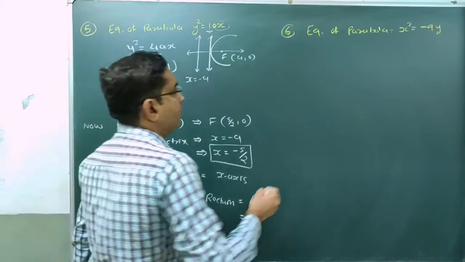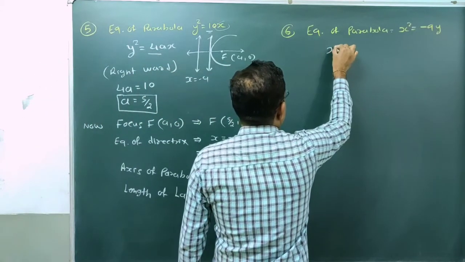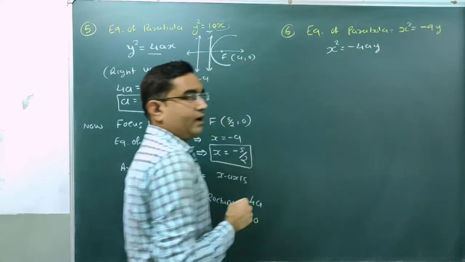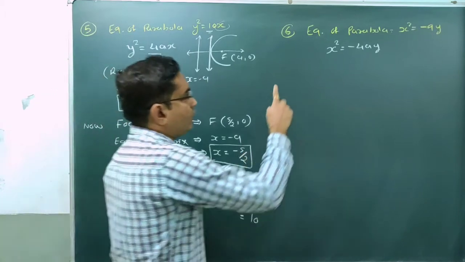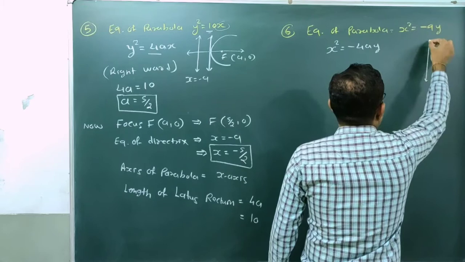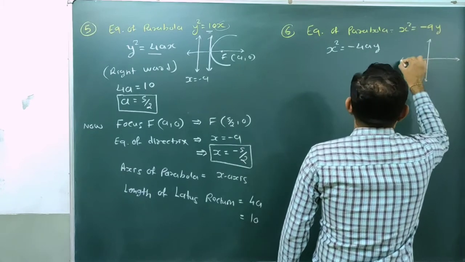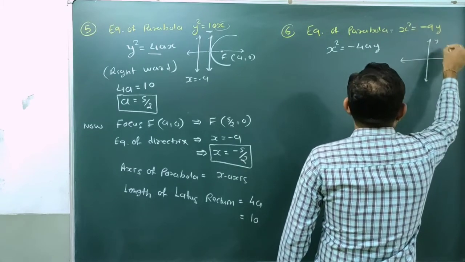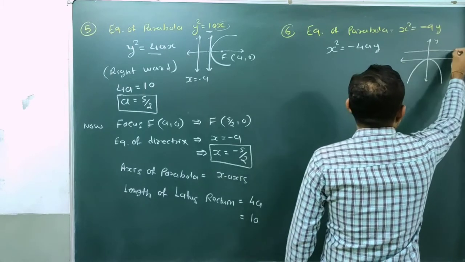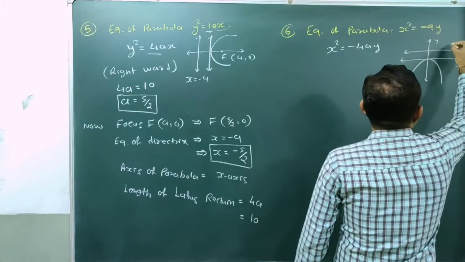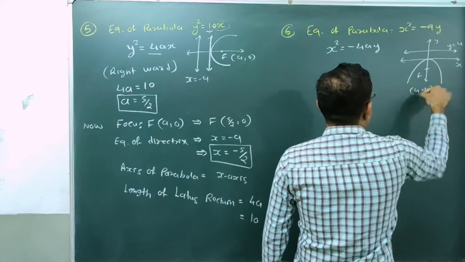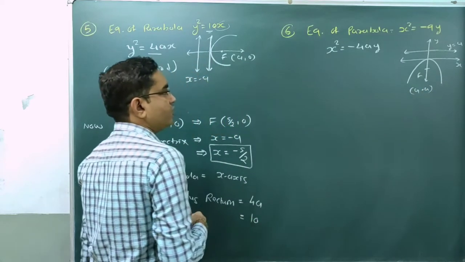So here this equation is in the form of x square equal to minus 4ay. For both positive and negative values of x, y is negative. बोलो कैसे आएगा? So y is negative. Downward parabola. Equation of directrix is y equal to a. Focus will be over here. Coordinates of focus will be (0, minus a).